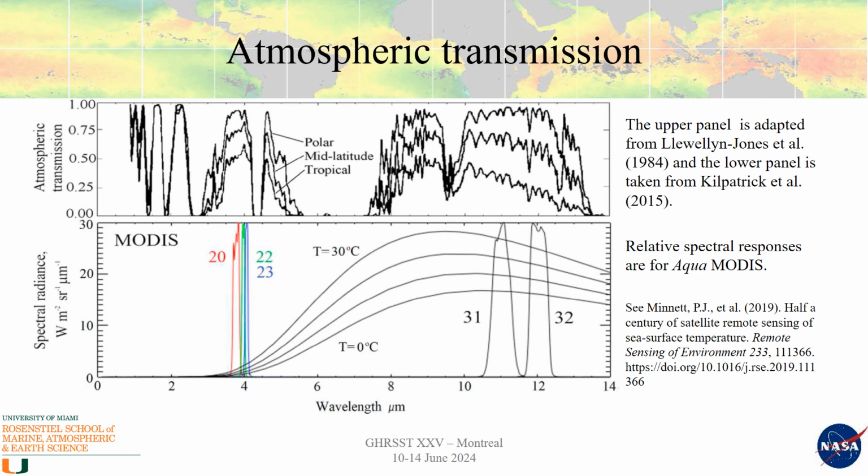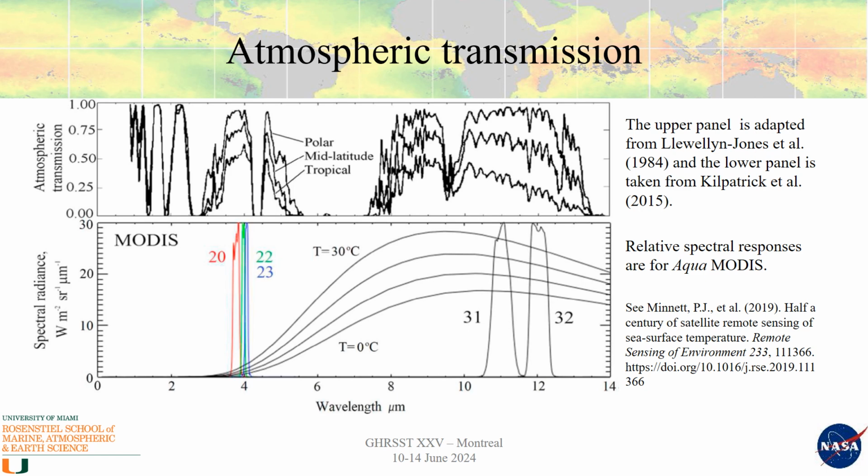The upper panel shows the calculated atmospheric transmission for 3 atmospheres that span the range encountered over the world's oceans. The relative spectral response functions for the bands used to derive skin SST from the Aqua MODIS are shown in the lower panel. Those labeled 31 and 32 are at 11 and 12 microns, and these are about half a micron wide, which is about half the width of the comparable channels in practically every other satellite-borne infrared imaging radiometer.